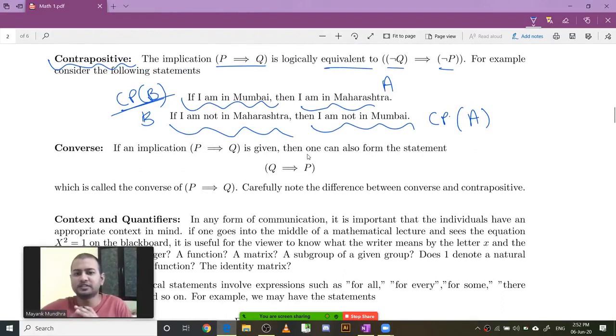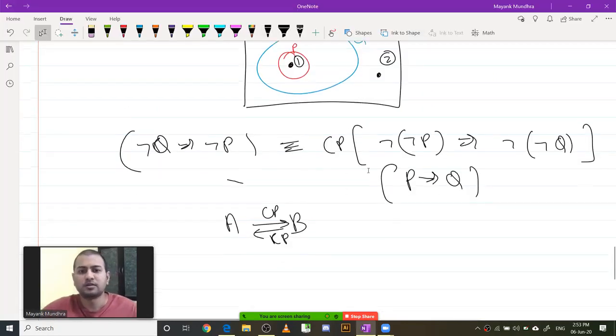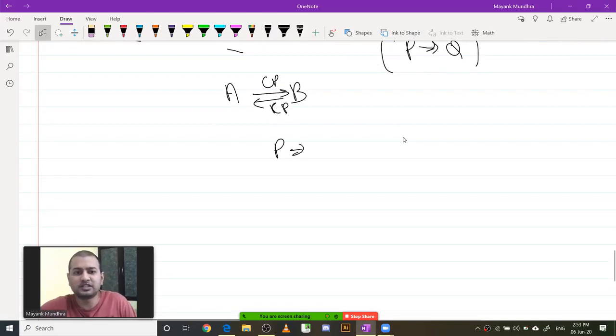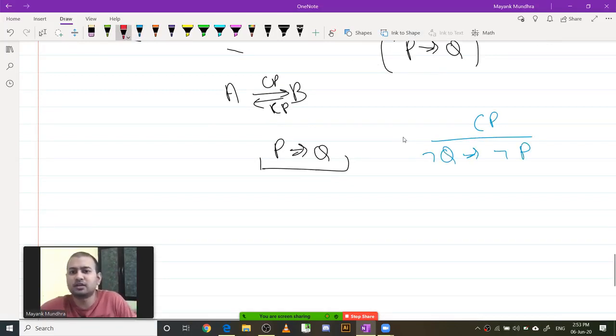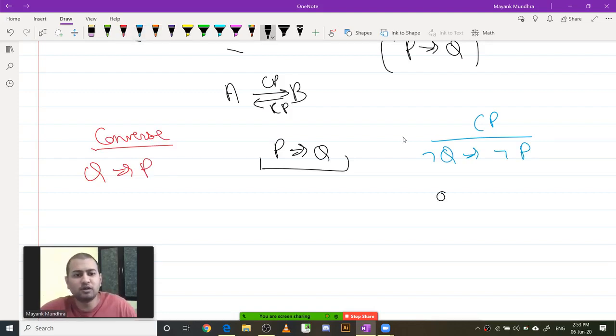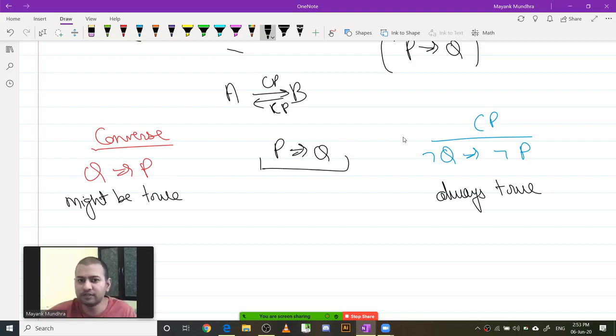Now another set of statements is converse. Okay. A converse of a statement is Q implies P. So remember that if the original statement is P implies Q, then the contrapositive is negation of Q implies negation of P, whereas the converse is Q implies P. Okay. So on the one hand, this is always true, whereas this might be true. The converse need not be true.